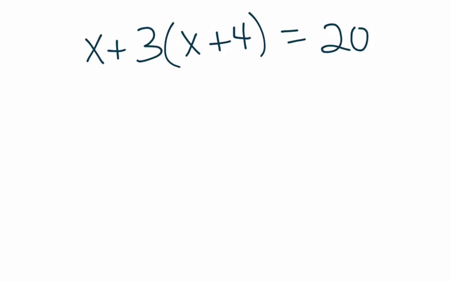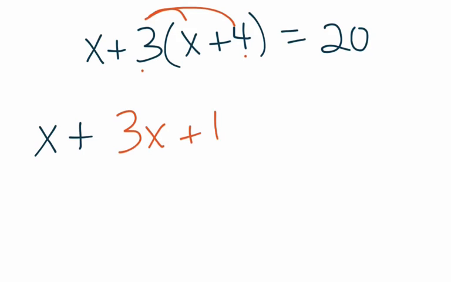Okay, so the first thing that we need to do is distribute this 3. And this x is just going to come down, just like normal. But when we distribute the 3, we get 3 times x, which is 3x. And then we get 3 times 4, which is 12. And then that equals 20.